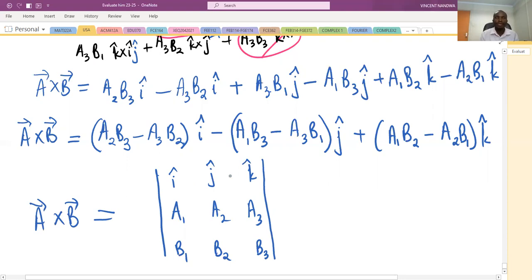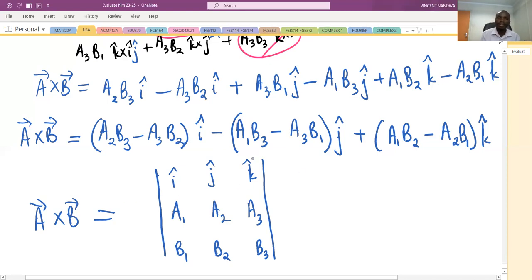And then when you are using cofactor expansion, this first element is positive. This one has a negative sign. This one has a positive sign. So negative, that's why I have a negative here. Then delete this row, delete this column, so you have A1, B3, and then A3, B1. So that's why I have this as the component for J.